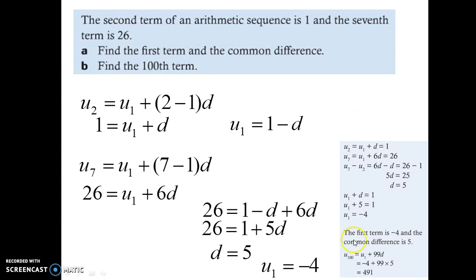So here's the work for that one. So now we know, again, d is 5, u1 is negative 4, and if you plug it in here to find u100, it is u1 plus n minus 1, which is 99d. Solve that, 491.